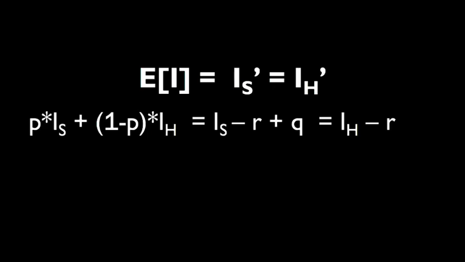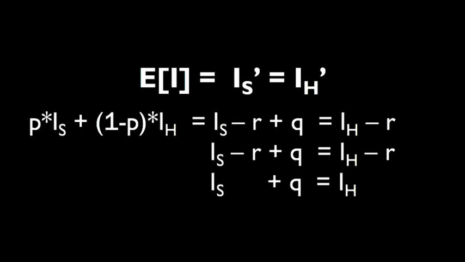Here's what we know. EI is equal to P times IS plus 1 minus P times IH. And we know that IS prime is equal to IS minus R plus Q. And we know that IH prime is equal to IH minus R. First, we can take the two last terms and use those two terms to solve for Q. So in your notes, just fill out the following math that I'm going to put up on the screen.